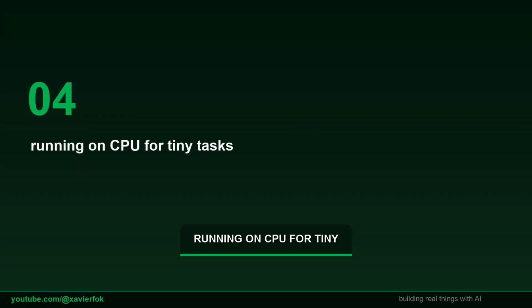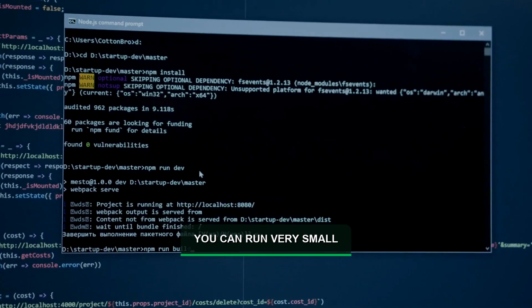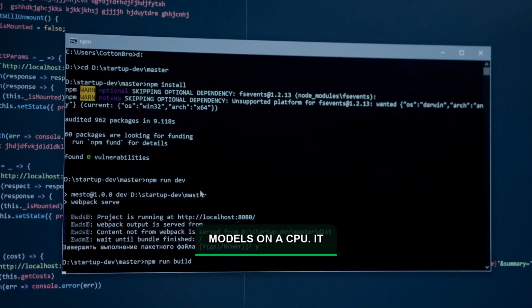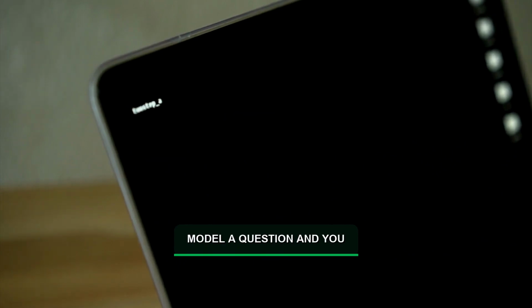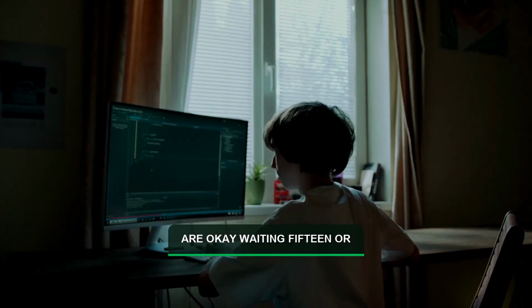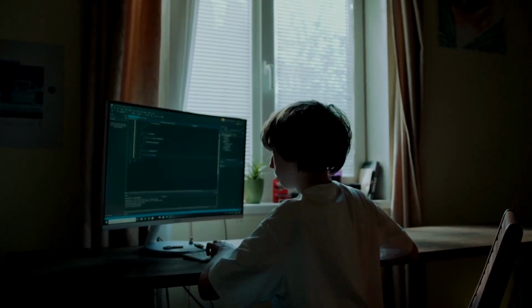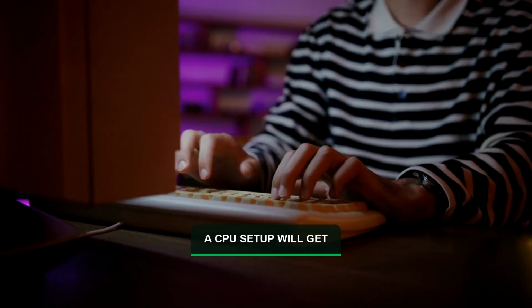Running on CPU for tiny tasks. If you do not have a decent graphics card at all, you still have an option, but the trade-off is speed. You can run very small models on a CPU. It works, it is just slow. If you are asking a model a question and you are okay waiting 15 or 20 seconds for a response, a CPU setup will get you there.